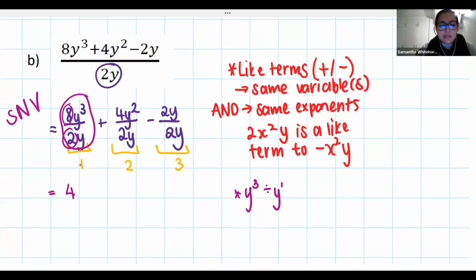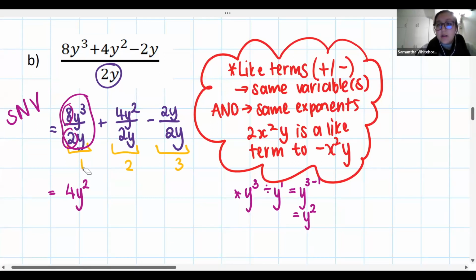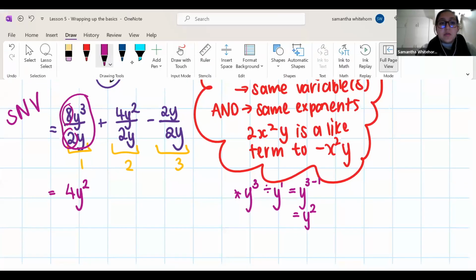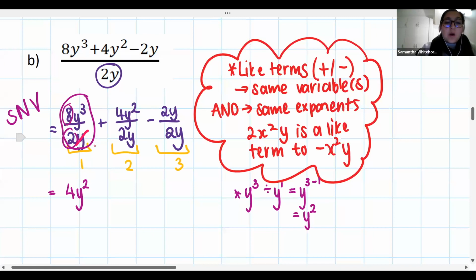Our exponent law tells us that when we divide with the same bases, what we need to do is we need to subtract the exponents. So this is going to be y to the power 3 minus 1, giving me y squared. So this simplifies to positive 4y squared. Personally, I don't like the division law of exponents. So I will say I can cancel 1y in my denominator with 1y in my numerator, leaving me with y squared. If you want to cross cancel, also absolutely fine.